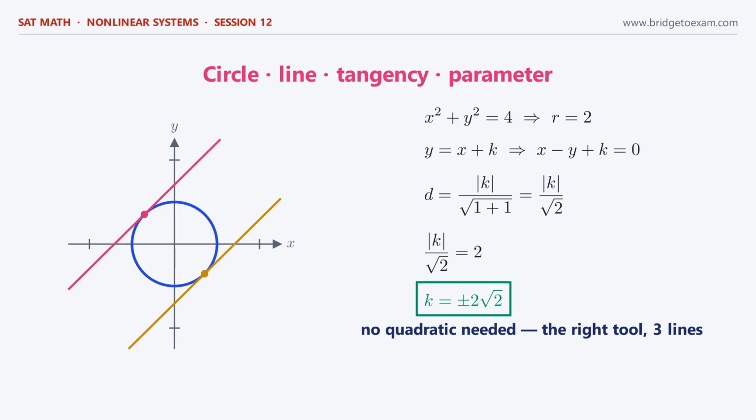Absolute value of k over root 2 equals 2. So the absolute value of k is 2 root 2, which means k equals plus or minus 2 root 2. 2 answers, because there's a tangent line on each side of the circle. Notice we never formed a quadratic. The right tool turned a long problem into 3 lines.